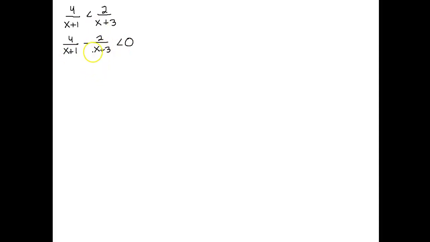Now, before I can combine these two fractions, I do have to have a common denominator. In the first fraction, 4 over x plus 1, the denominator has x plus 1, but it doesn't have x plus 3 like the other fraction does. So I'm going to multiply the top and bottom by x plus 3. The second fraction has x plus 3 in the denominator, but not a factor of x plus 1, so I have to multiply top and bottom by x plus 1.